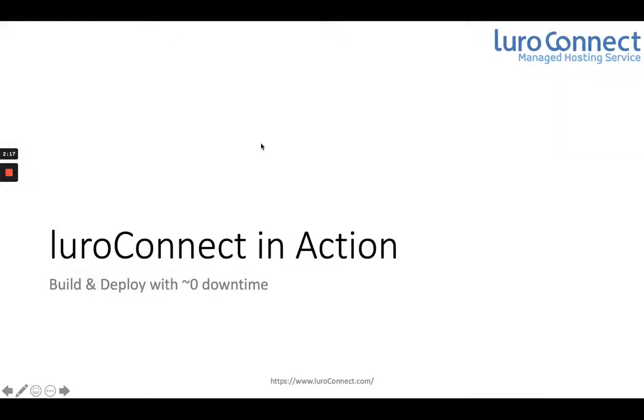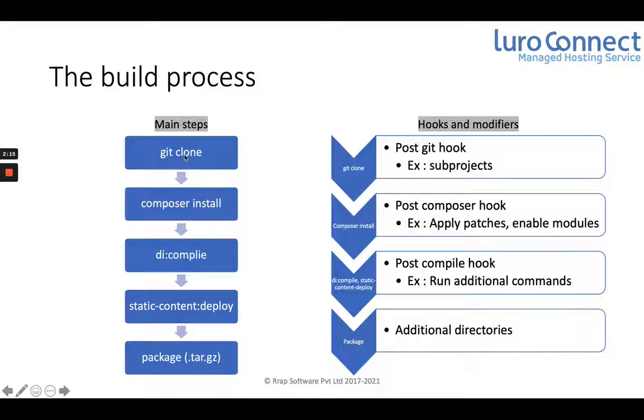So let's see what happens in the build. The build steps include doing a fresh git clone, followed by a composer install, a DI compile, and a static content deploy to be packaged into a tar.gz. Since a typical flow may not be all that every project needs, we have hooks and modifiers. So there's a post git hook, there's a post composer hook, there's a post compile hook, and then an ability to add additional directories in the tar.gz.